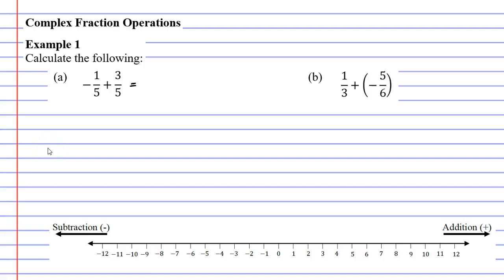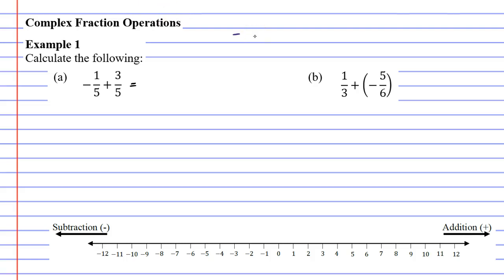In this video we're going to complete example 1 and we're going to perform some operations on fractions, but to be more specific it's going to involve some negative fractions. You can already see that in question A we have the negative fraction -1/5. Now I'd like to talk about that for a little bit.